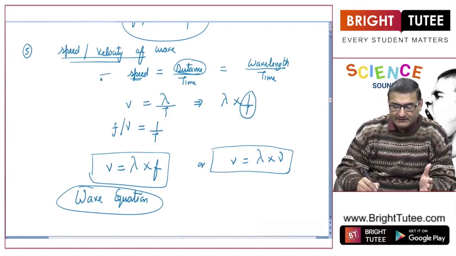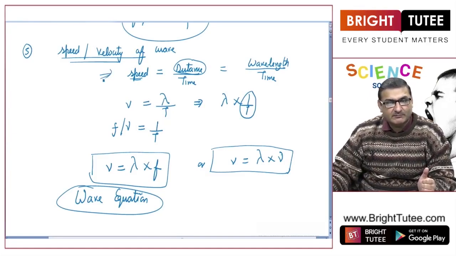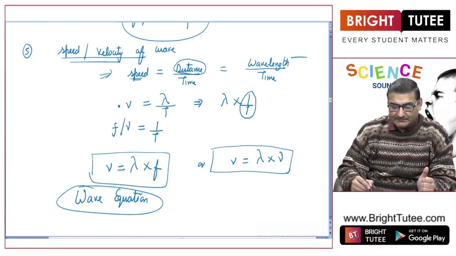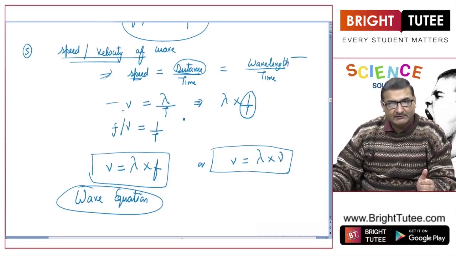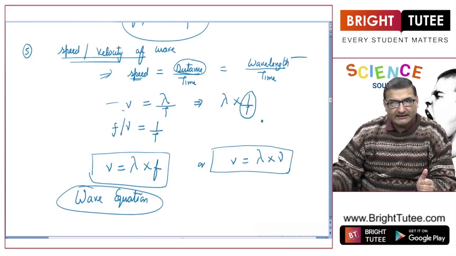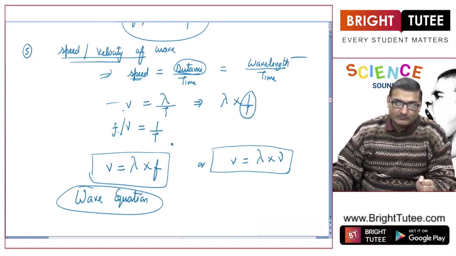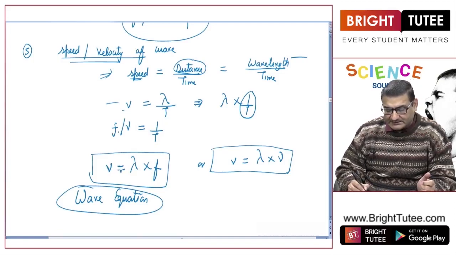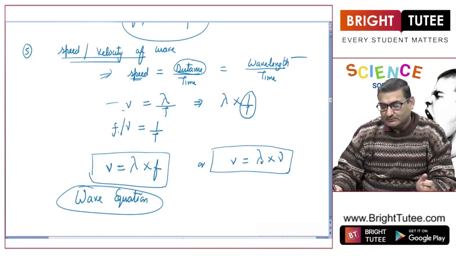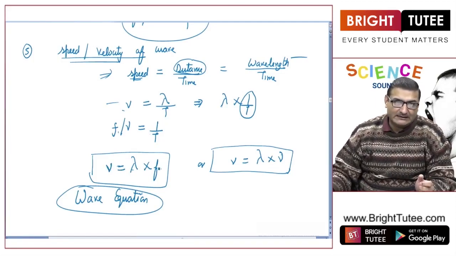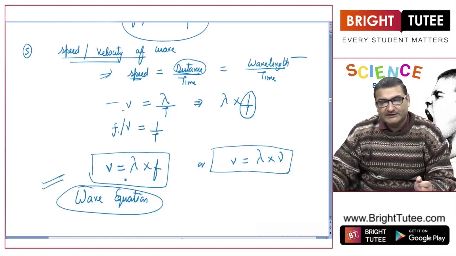We will start simply with the speed of a wave, which is equal to distance upon time. We need to specify that the distance of a wave is expressed in terms of wavelength. Then we can represent it as speed is equal to wavelength upon time, or we can write it as lambda into 1 by t. Next, we know that frequency is the reciprocal of time period. So, replacing the value of time period with frequency, we will get V is equal to lambda f, or V is equal to lambda into nu, or speed is equal to wavelength into frequency. This is our wave equation.